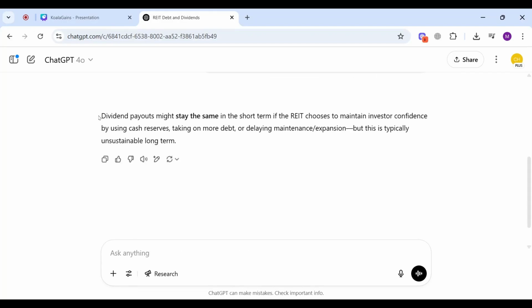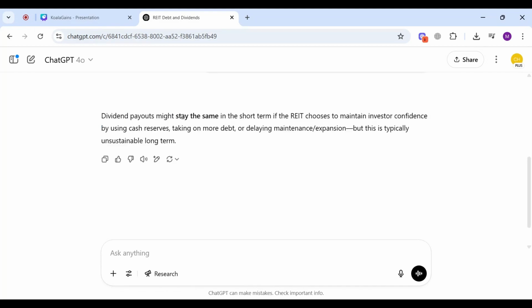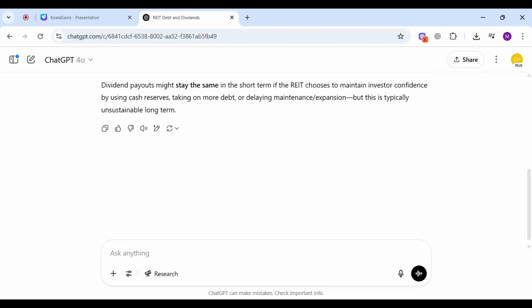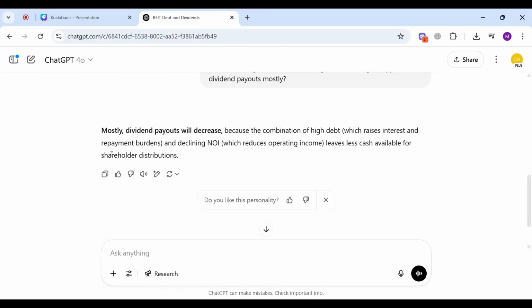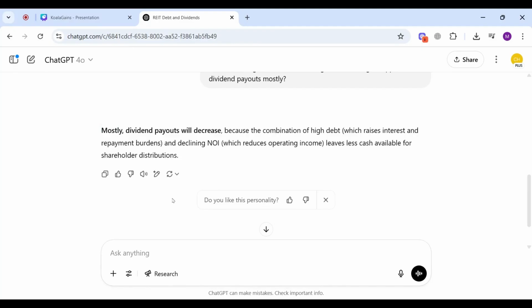This time I asked, and it's saying the dividend payout might stay the same. Earlier it said it would decrease, but now it's saying it'll stay the same. Let's ask a third time just to see if the answer changes or stays the same. Now it's saying mostly dividend payouts will decrease because of the combination of high debt, rising interest, repayment burdens, and declining net operating income, which reduces operating income, leaves less cash available for shareholder distribution.